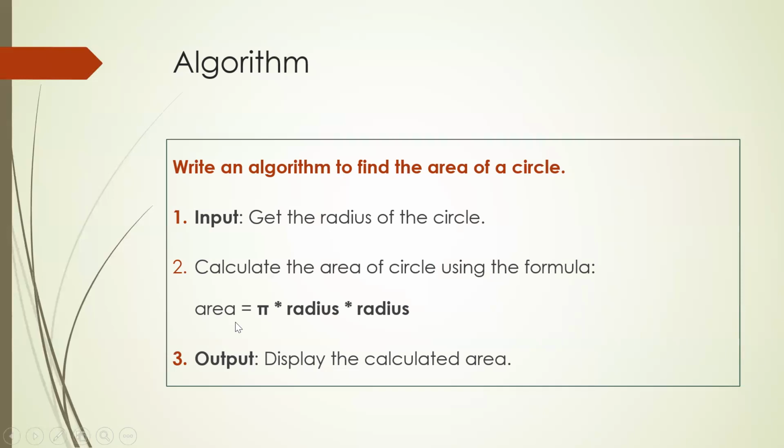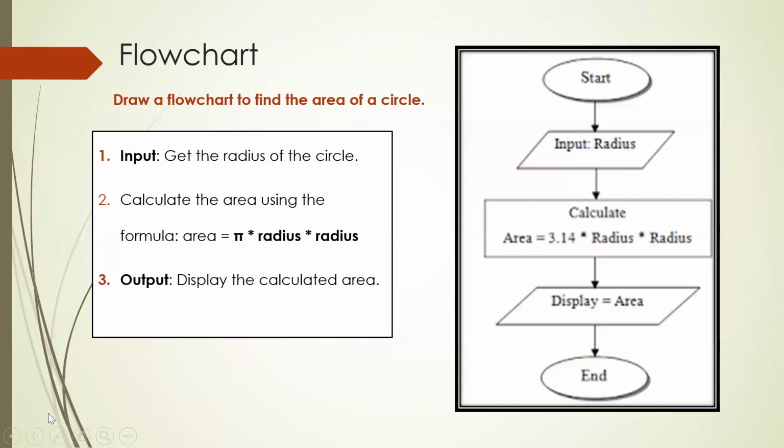So this is the simplest way of calculating the area of a circle, and we have just noted down the step 1, step 2 and step 3. Now we'll show you the flowchart of the same algorithm. So now here you can see, if you want to convert this information like input, calculate the area and the output, then which symbol we have to use.